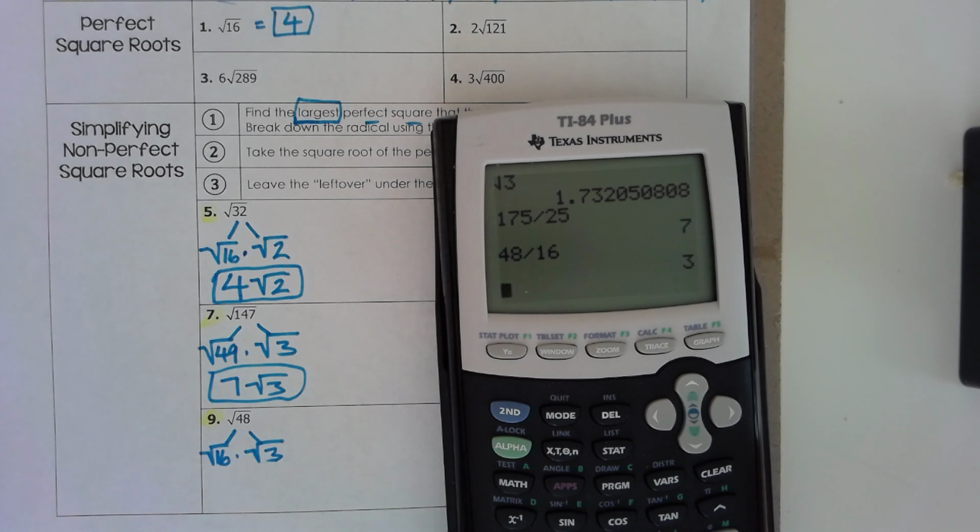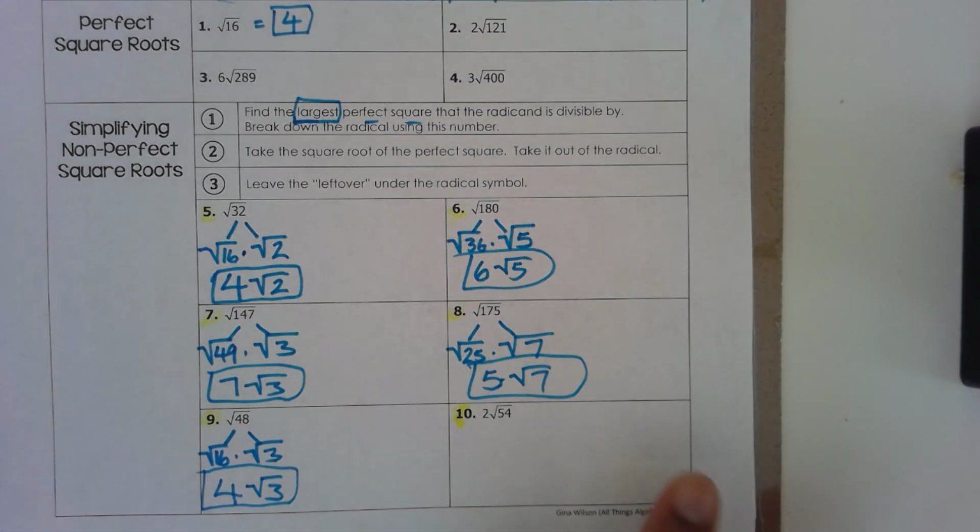I take the square root of each of these numbers. So the square root of 16 is just 4. But if I do the square root of 3, once again, you probably guessed it, I'll have a decimal. So I don't want that. I just want to keep it as so. Let's take a look at number 10.